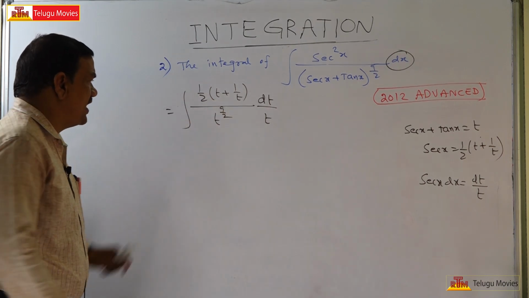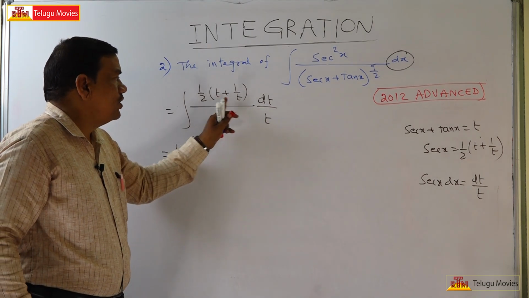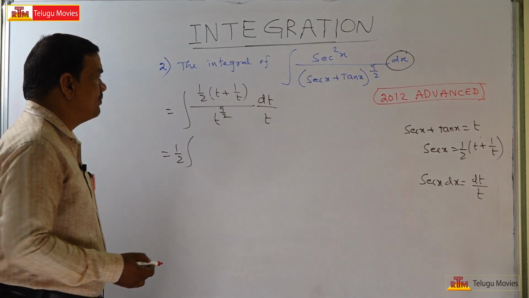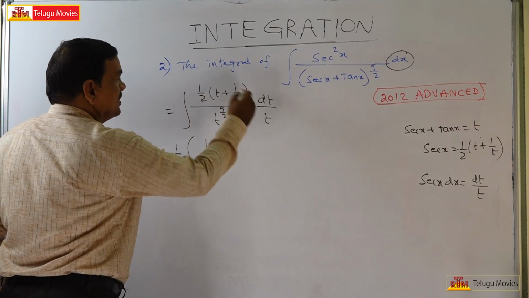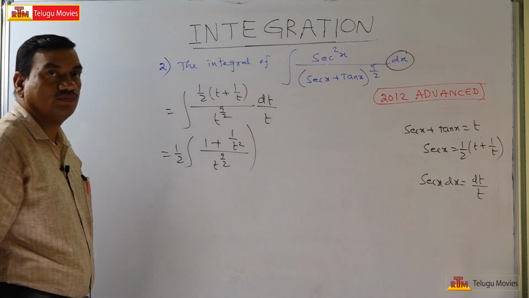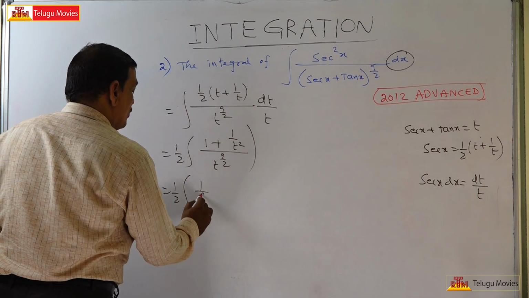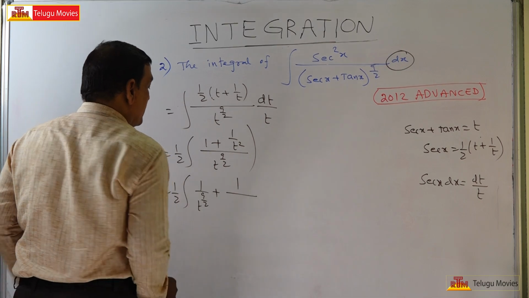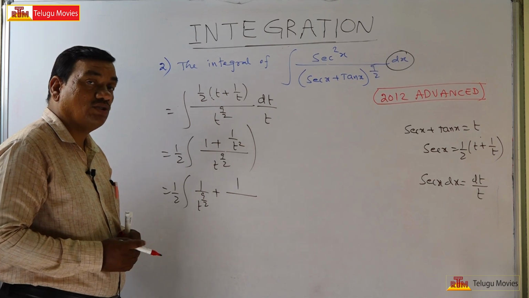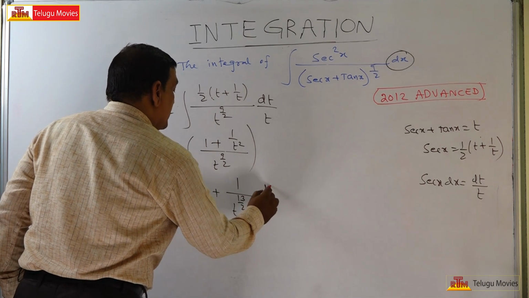Take 1 by 2 common outside. Then divide t in both the numerator and denominator, and you subtract. If you divide here, this is 1 plus 1 by t square, over t to the power of 9 by 2. Separate this. So this is 1 by 2 into 1 by t to the power of 9 by 2 plus 1 by t to the power of 9 by 2 into t square. 9 by 2 plus 2, how much? t to the power of 13 by 2 dt.